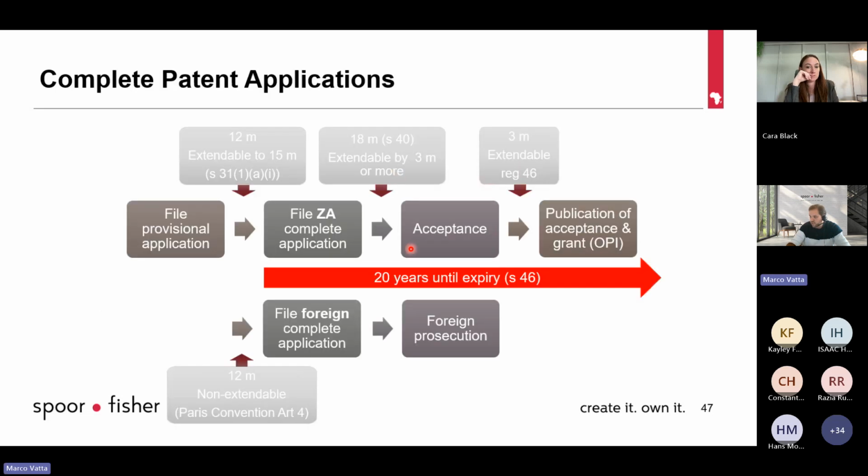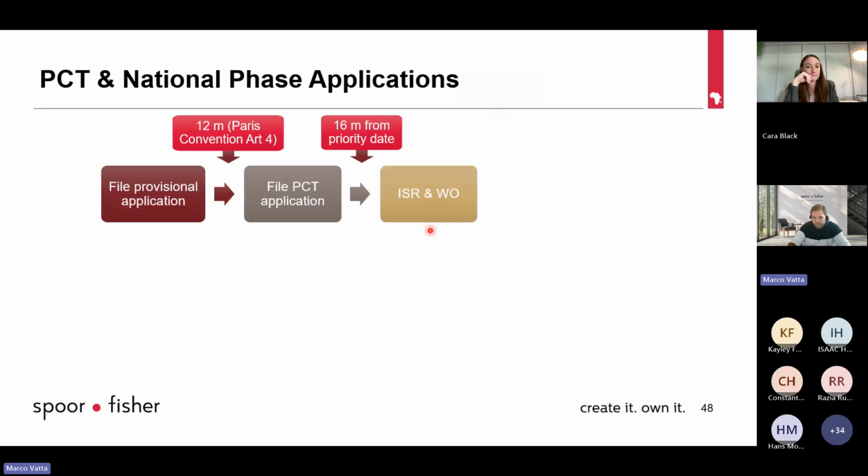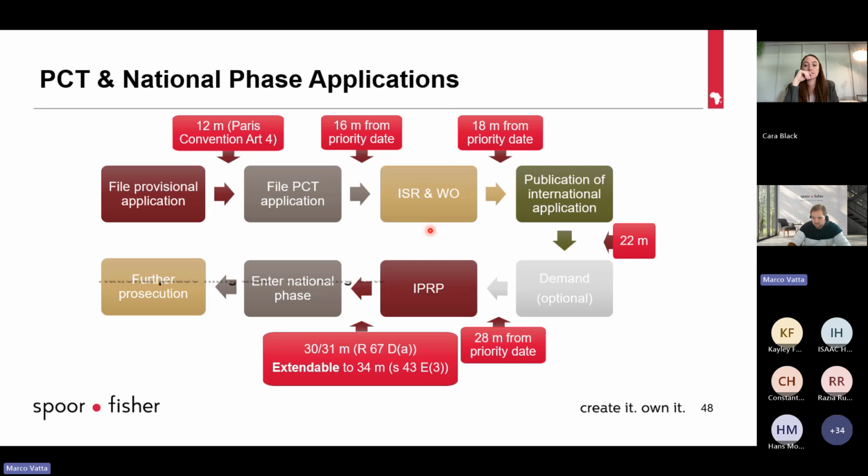So at this stage, they will often delay this deadline. They'll make multiple requests until examination has taken place elsewhere, and then allow the South African application to proceed to grant. So that's what you would call an extension? Yeah. Okay. All right. Thanks very much for sharing that.